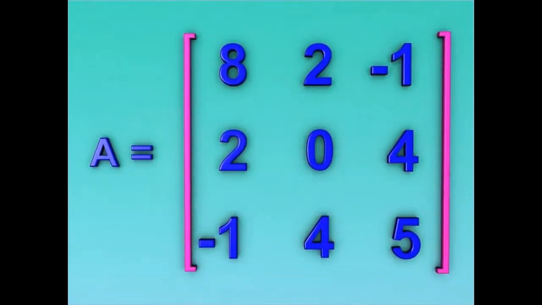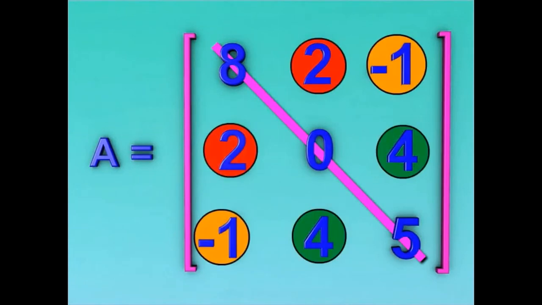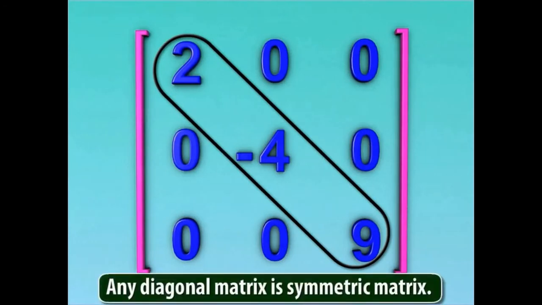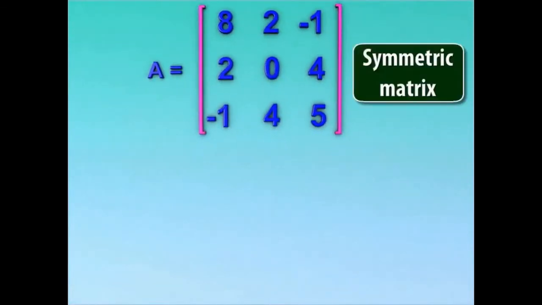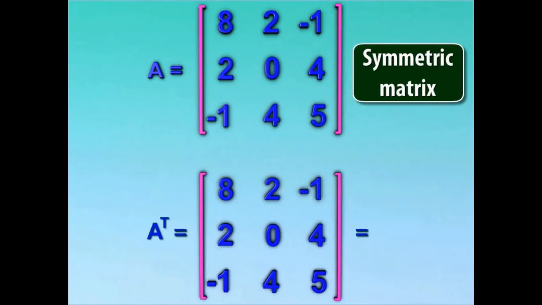Let us now consider this square matrix. It is symmetrical about its main diagonal and is called a symmetric matrix. All the off-diagonal elements in a diagonal matrix are 0. So any diagonal matrix is symmetric. The transpose of a symmetric matrix is equal to the matrix itself. Interesting, isn't it?